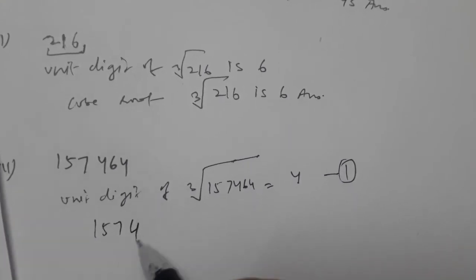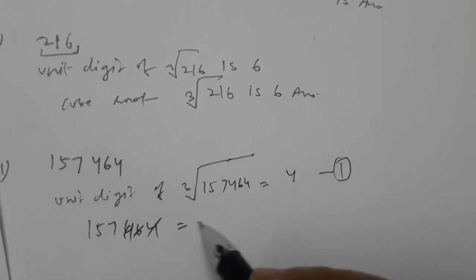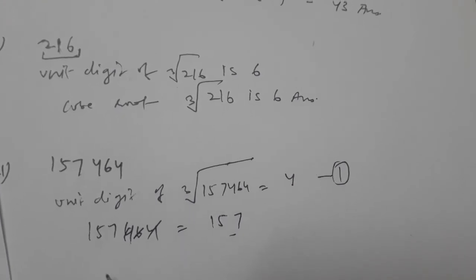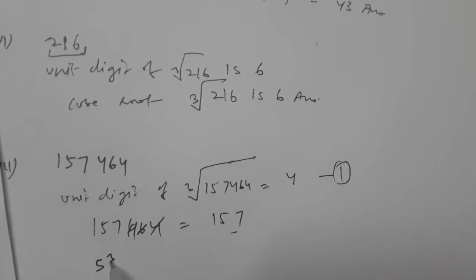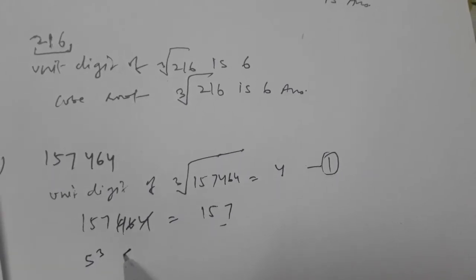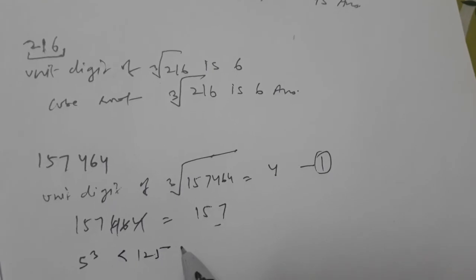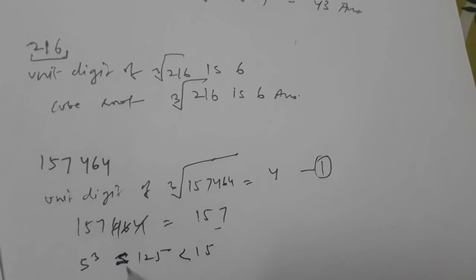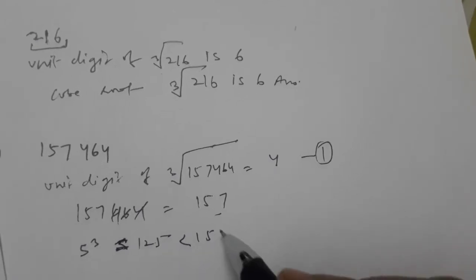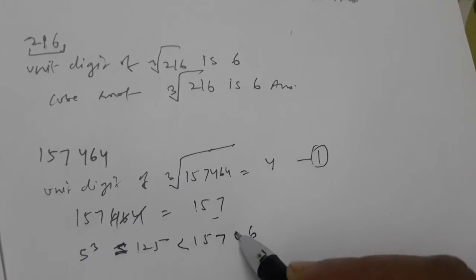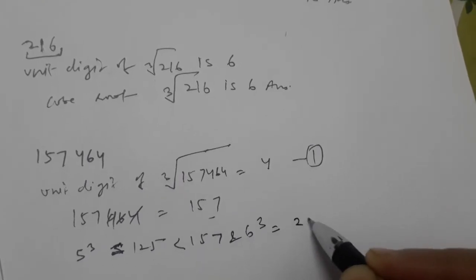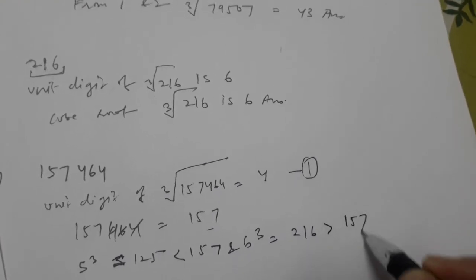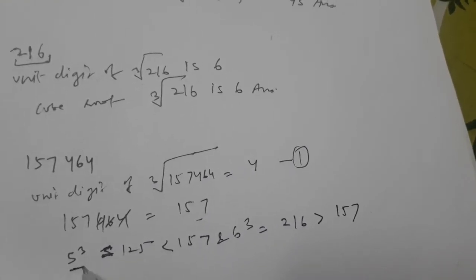Striking out the last 3 digits from the right, we will be left with 157. Now we will be analyzing this 157. So we can say 5 cube is 125, which is smaller than 157, and 6 cube is 216, which is greater than 157. So we will be considering this 5.